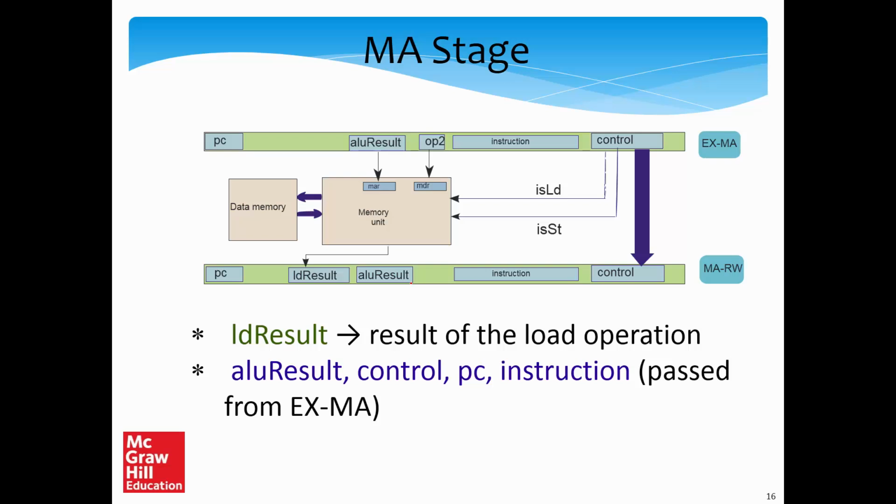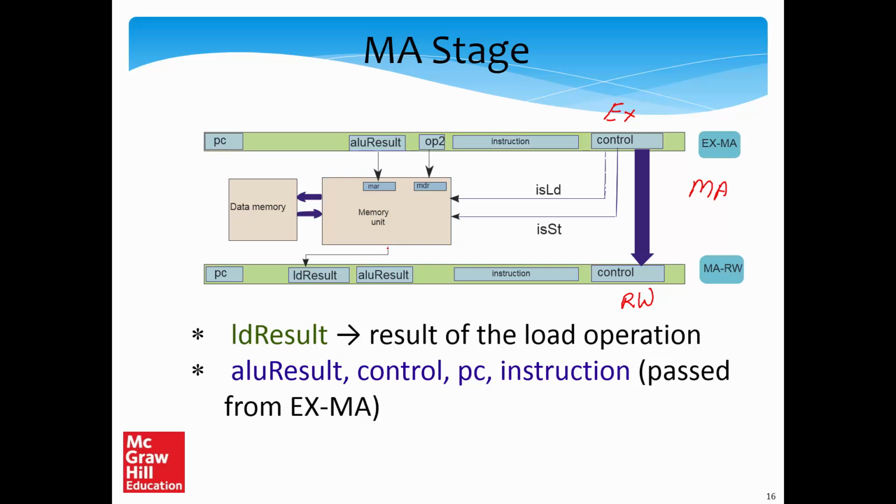Now we go to the next stage, which is the MA stage, the memory access stage. The memory access stage is simple, no rocket science here. It stands between the EX stage and the RW stage. The ALU result contains the address, so this goes into the memory address register. OP2 contains the data that needs to be stored, so it goes into MDR, the memory data register. Then the memory unit interacts with data memory, and it's controlled by two control signals, isLoad and isStore.